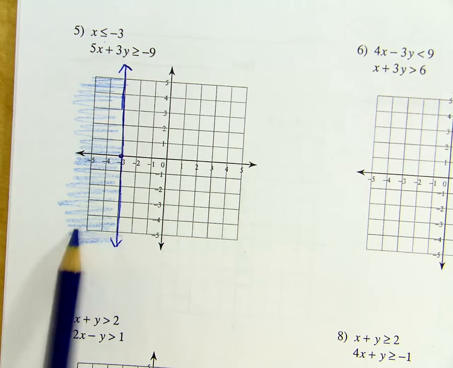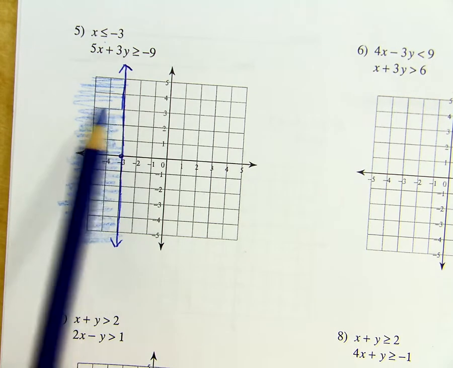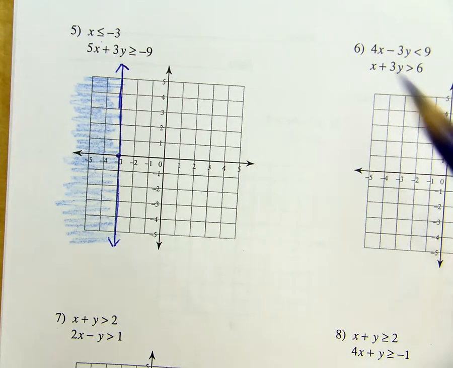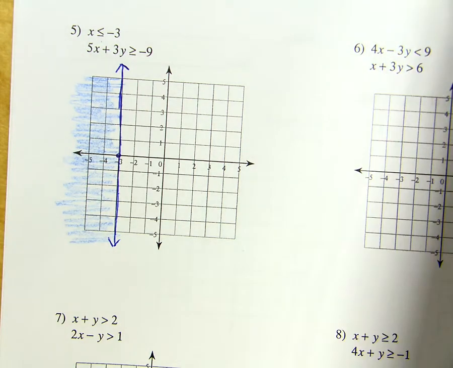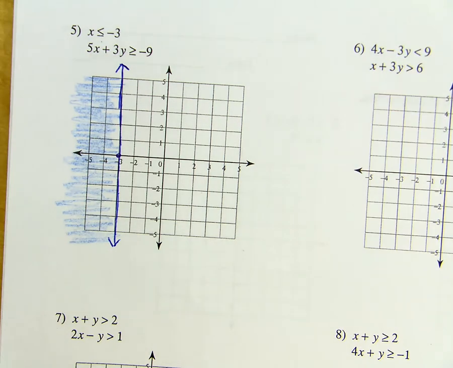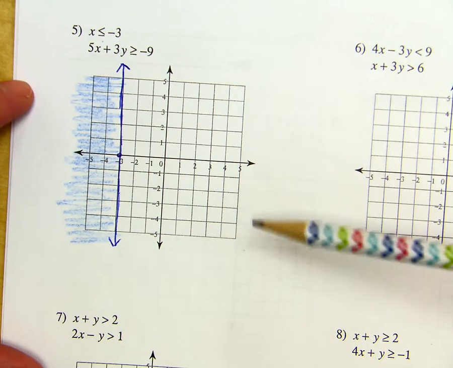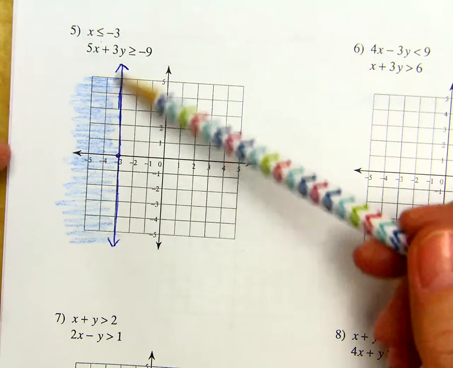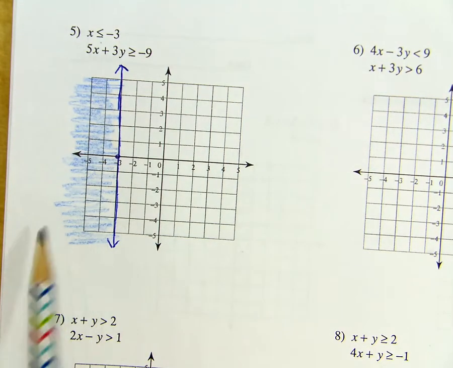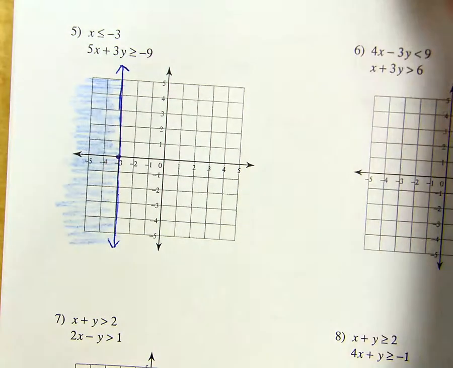So just like when we graphed linear inequalities, we graph the line and then we shade accordingly. With systems of inequalities, we are graphing two lines on the same coordinate plane, just like when we solved systems by graphing, except this time, instead of looking for where the lines intersect, we are going to look where our shading is intersecting.